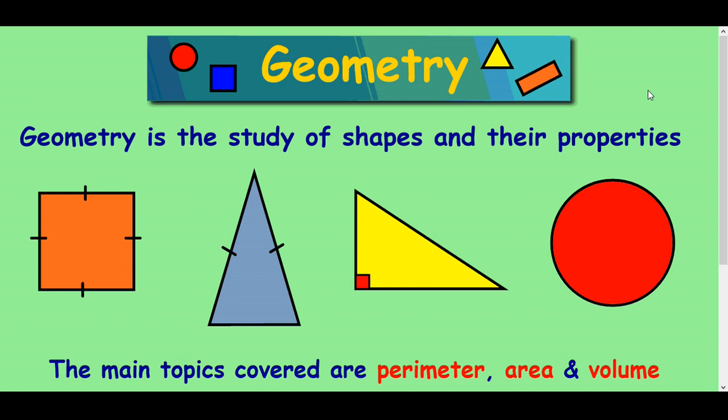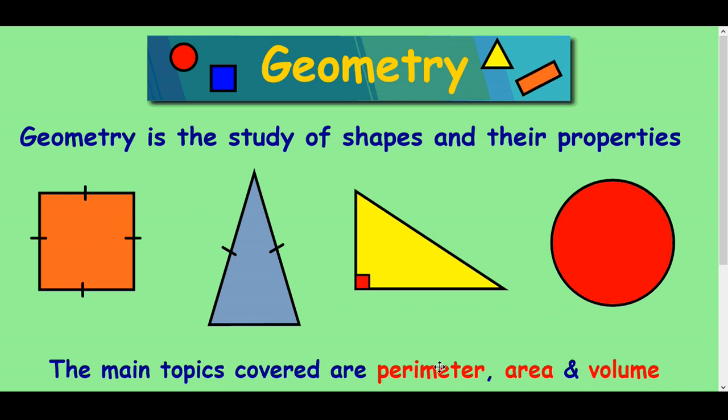But perimeter is a topic within a kind of larger part of maths called geometry. Geometry is the study of shapes and their properties. Geo meaning kind of earth, like from geography, and metry, measure. So earth measure, if you like.